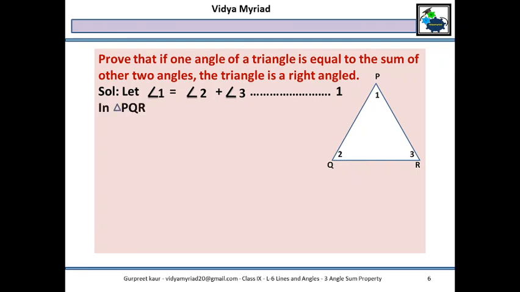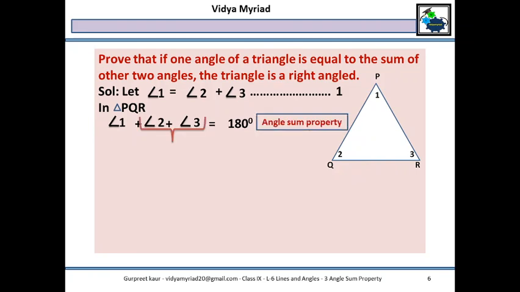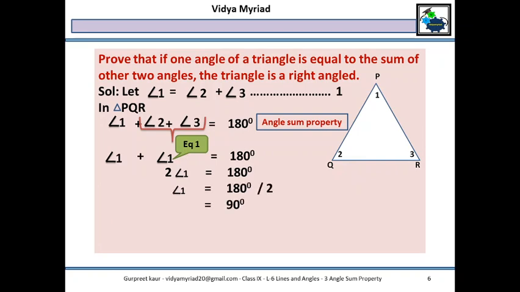Now, in triangle PQR, I know the angle sum property, I will use that. And if you look at 2 and 3, their sum in equation number 1 is equal to angle 1. So I will simply replace it with angle 1. So angle 1 plus angle 1, that is 2 times angle 1, which is equal to 180. So angle 1 comes out to be 90 degrees, which proves that it is a right-angled triangle because one angle is 90 degrees.